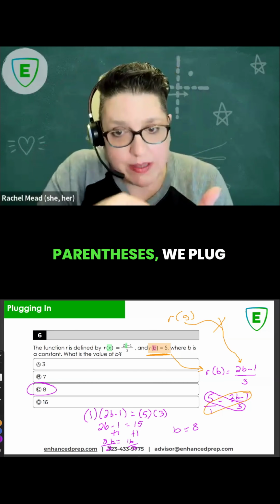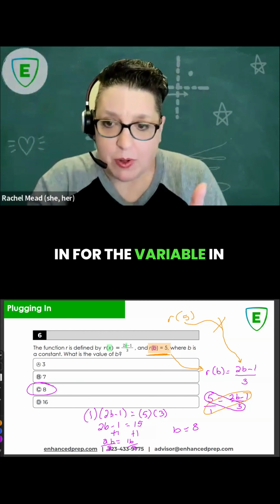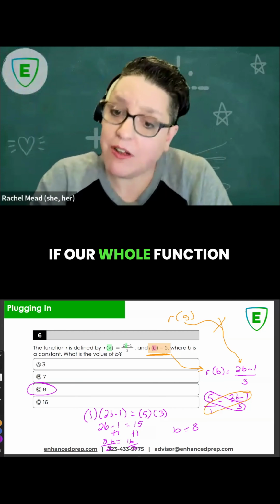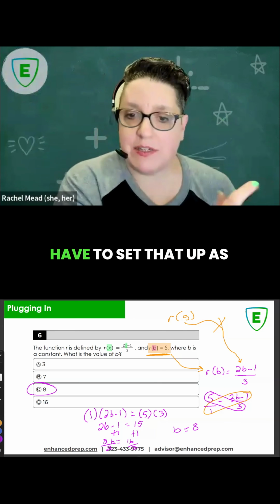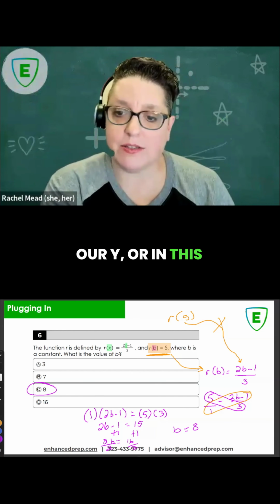Remember, inside the parentheses, we plug in for the variable in the equation. If our whole function is equal to it, we have to set that up as our y, or in this case, our r of b.